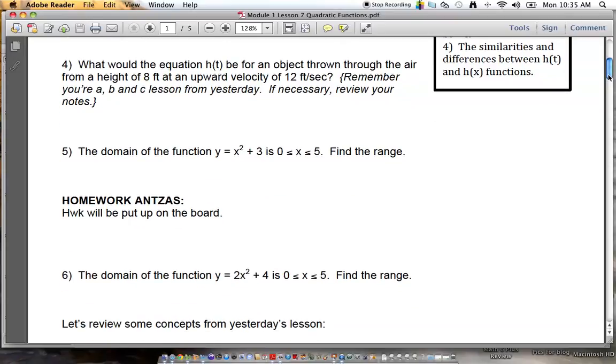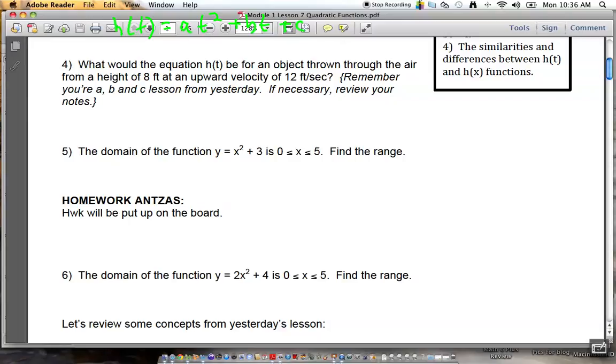What would the equation h of t be for an object thrown through the air from a height of 8 feet at an upward velocity of 12 feet per second? Who thinks they got that one right? This was a very important point in class the other day. Okay, so this function, h of t, height of t at any particular point in time, the general form is this: at squared plus bt plus c.